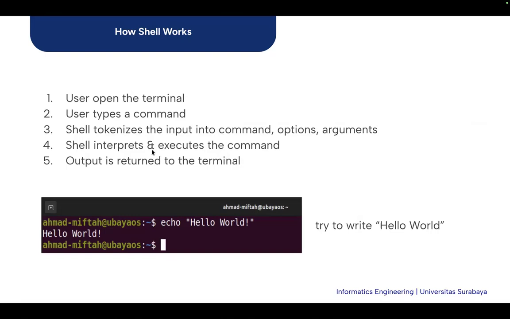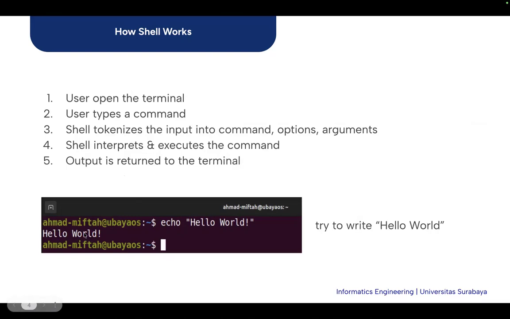After we input the command, options, and arguments required by the system, the shell will interpret and execute the command. For example, if we type echo hello world, the shell will interpret the command given in this line and then execute it. After it finishes executing the command, the output is returned to the terminal.